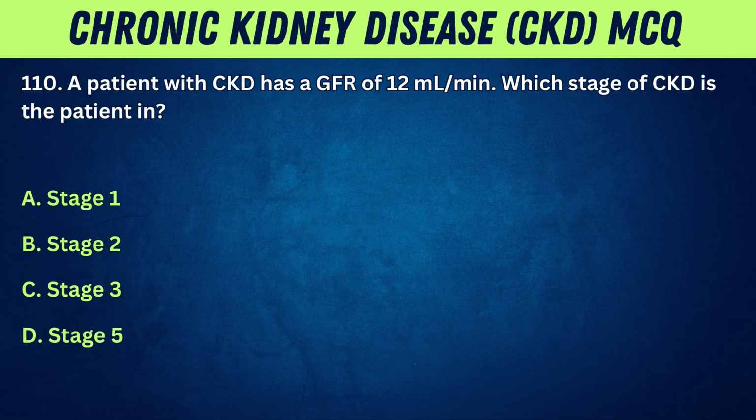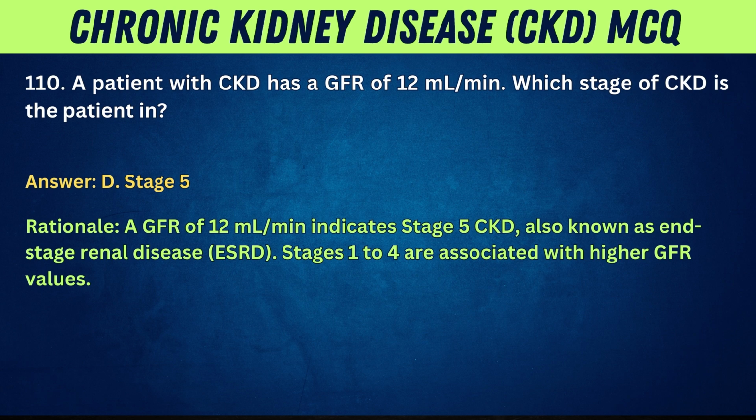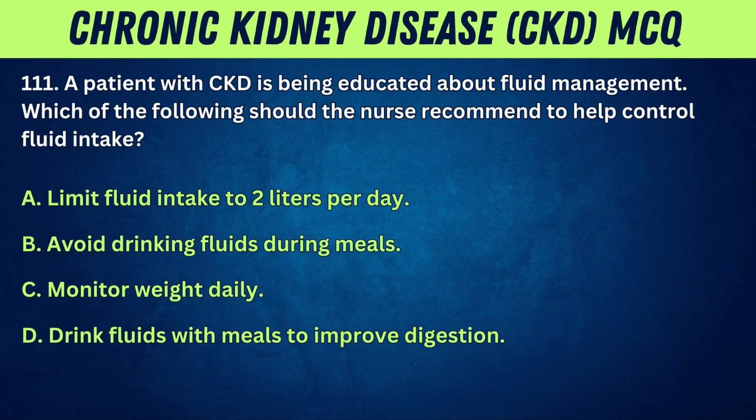110. A patient with CKD has a GFR of 12 milliliters per minute. Which stage of CKD is the patient in? A. Stage 1. B. Stage 2. C. Stage 3. D. Stage 5. Answer: D. Stage 5. Rationale: a GFR of 12 milliliters per minute indicates Stage 5 CKD, also known as end-stage renal disease, ESRD. Stages 1 to 4 are associated with higher GFR values.